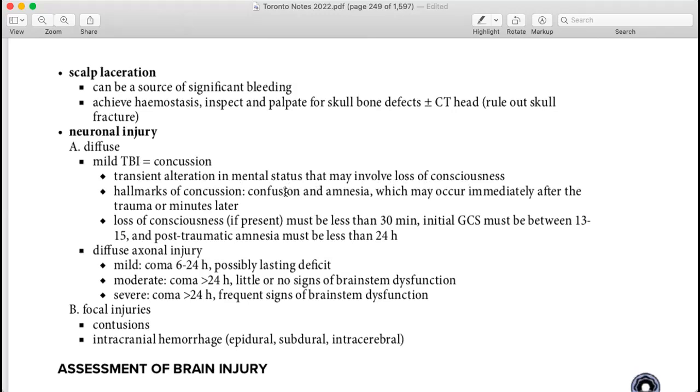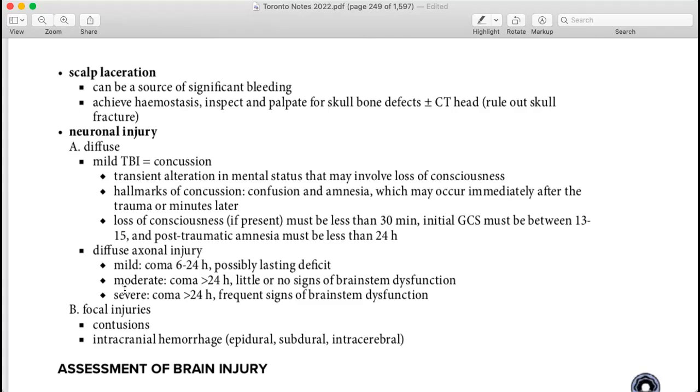loss of consciousness must be less than 30 minutes, initial GCS must be between 13 and 15, and post-traumatic amnesia must be less than 24 hours. If anything is against this, you are going to call for a CT scan, and maybe hold the patient back, admit the patient, and refrain from all activities. If the loss of consciousness was less than 30 minutes or the GCS was 13 to 15, and he was just a little drowsy, you are going to refrain that person from going back to activities for at least a week, based on the type of symptoms.